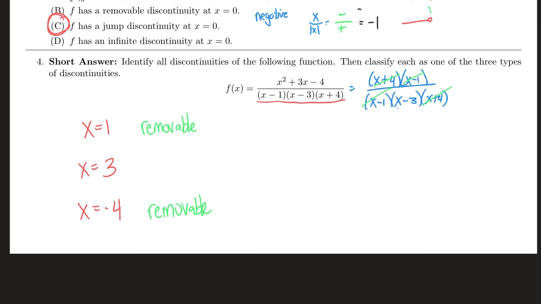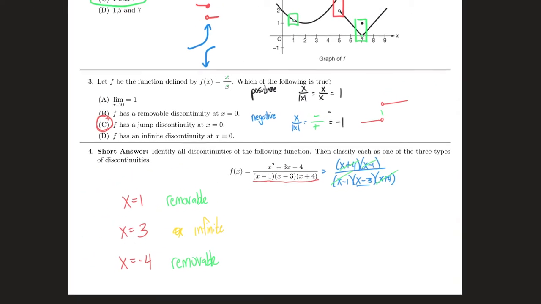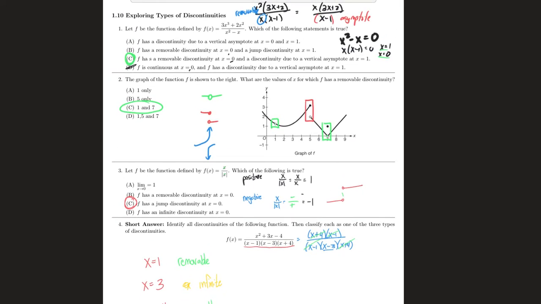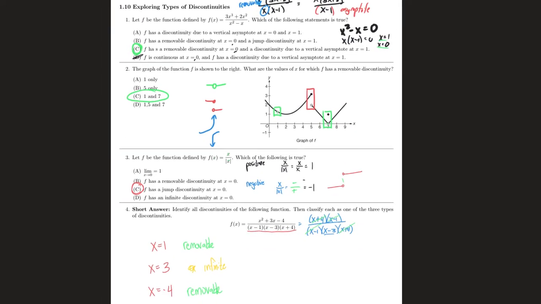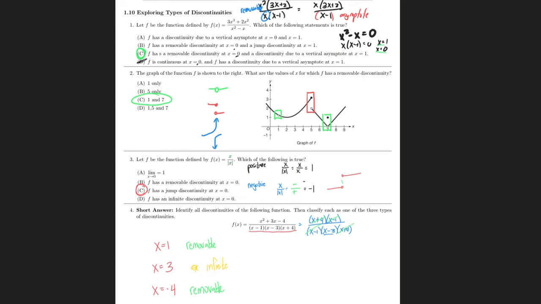If it doesn't cancel out, so x minus 3 would still be left on the bottom, for us, we call it an infinite discontinuity. There's an asymptote there. So this is how you're going to do the first page of the test. There's a lot of figuring out where things cancel out. If they cancel out, it's removable. If they don't cancel out, it's an asymptote. The only one that's different is this one with the absolute value. Absolute values are always a little weird.